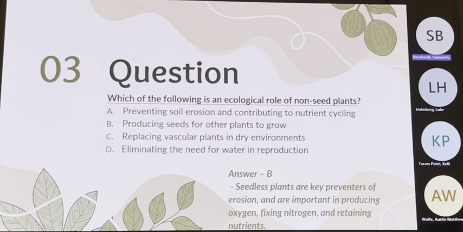The last question is, which of the following is an ecological role of non-seed plants? Preventing soil erosion and contributing to nutrient cycling, producing seeds for other plants to grow, replacing vascular plants in dry environments, or eliminating the need for water in reproduction. And the answer is B, seedless plants are key preventers of erosion and are important in producing oxygen, fixing nitrogen, and retaining nutrients.